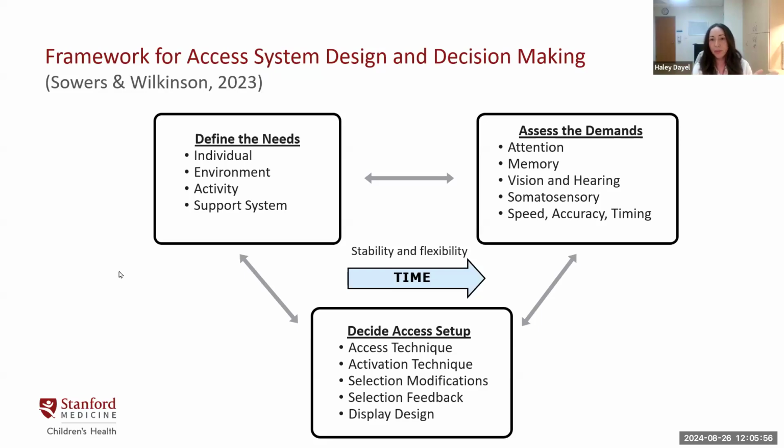So you see in the middle, there's the arrow representing time. And this is really talking about over time, the person who's using AAC is going to gain experience operating their AAC system. This is going to make their access more stable and flexible. As that happens, the cognitive linguistic demands, or the cognitive demands of using AAC, can go down.